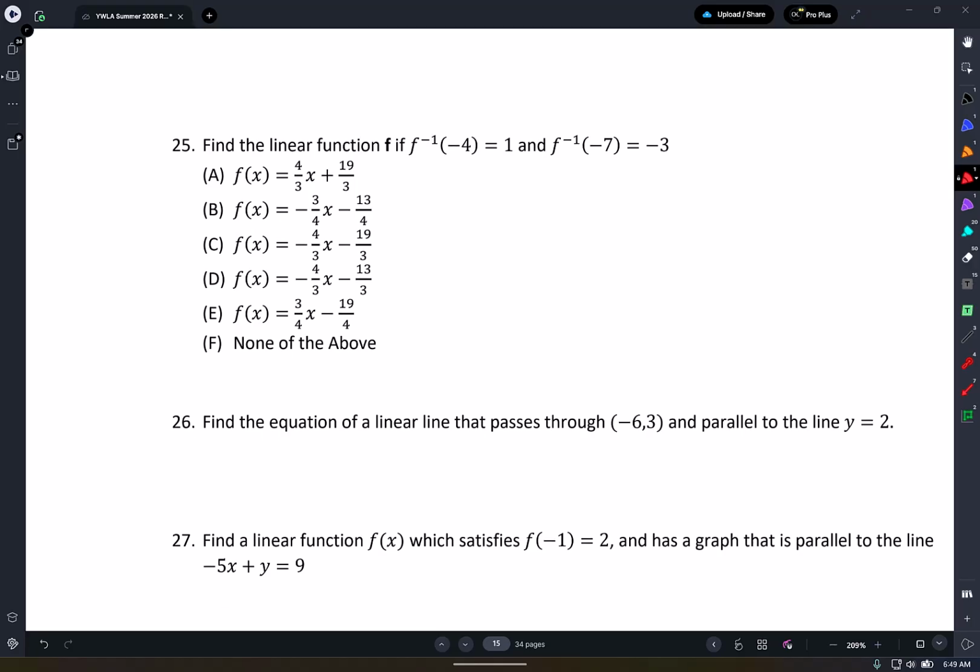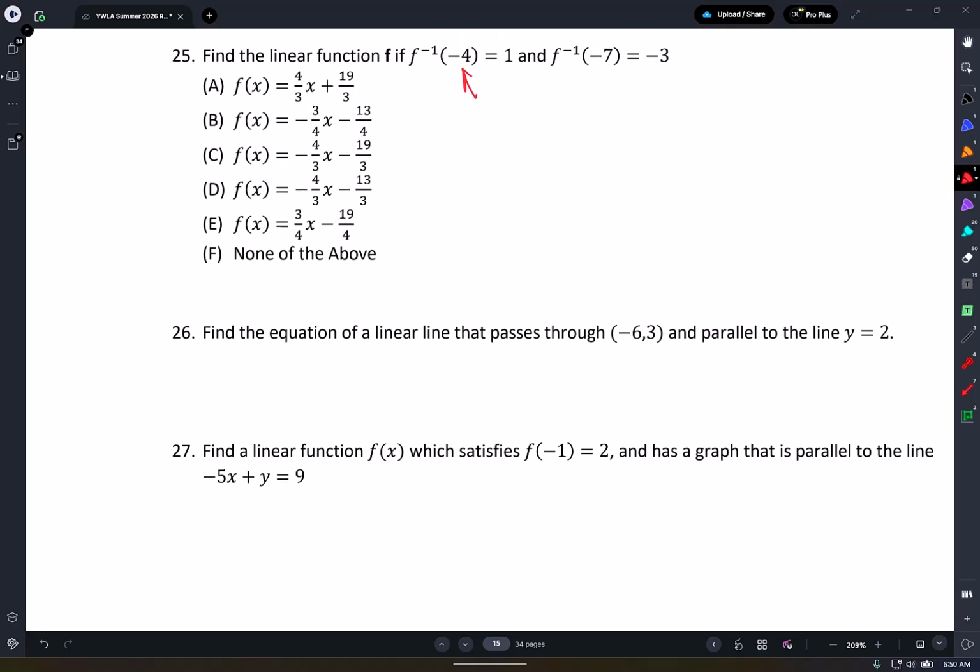This is inverse functions, guys. Remember, this is the inverse. So that x value on your inverse is a y value on the original. So what do you need to get a y equals mx plus b? Well, you need a point and you need a slope. So remember, these are just hints on f, so that means f of 1 equals -4, and then f of -3 equals -7. Hopefully that's enough to get you guys warmed up.